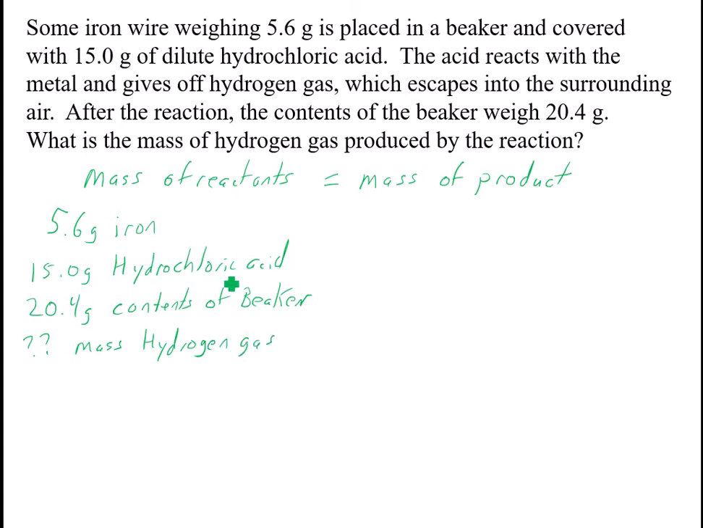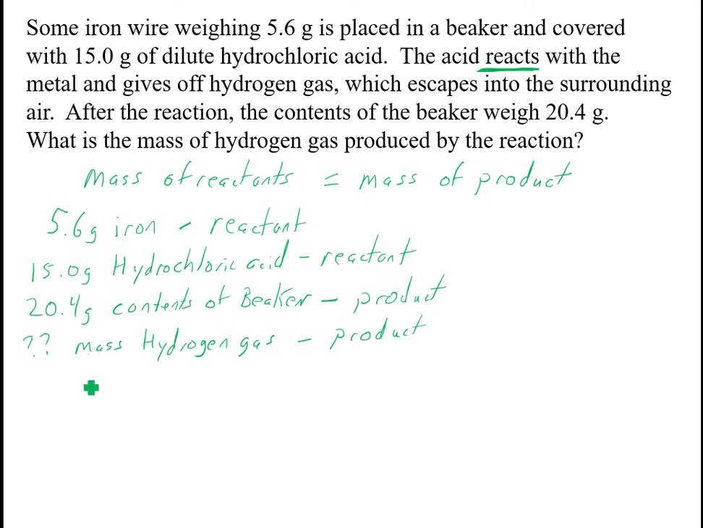So the question is, what's what? Iron, would you consider it to be a reactant or a product? The key is this word right here. Anything that comes before this word is a reactant. So therefore, this is a reactant. The hydrochloric acid is also a reactant. The contents of the beaker is a product. And the hydrogen gas is a product.